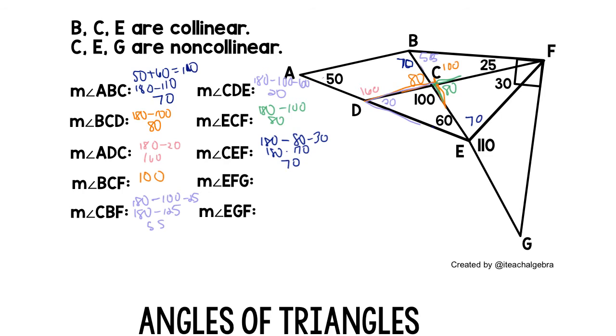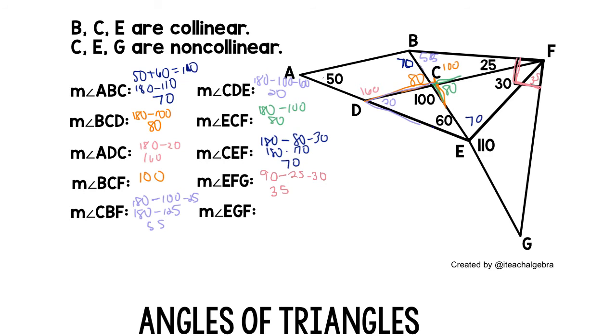So EFG is going to be, we have to see this right angle marker and know that EFG is going to be 90 minus 25 minus 30. So that means it's going to be 35. So that one is 35.